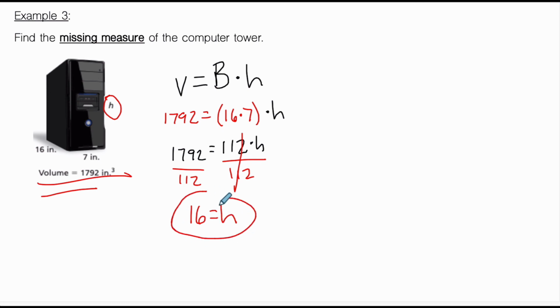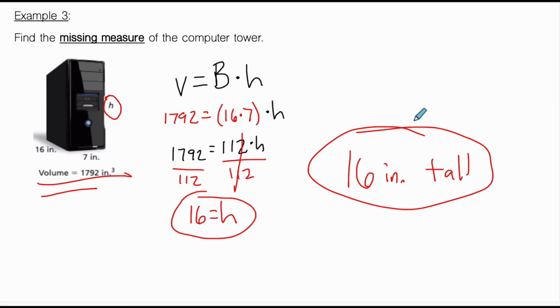So that tells me, and that's a fairly reasonable answer, based on this image here, 16 seems totally reasonable. So the height of this computer tower is 16 inches tall. And there you have it, folks. Those are all the types of volume of rectangular prisms problems you might see today.